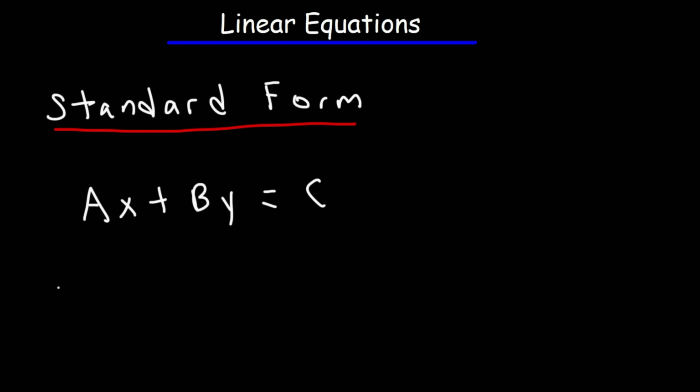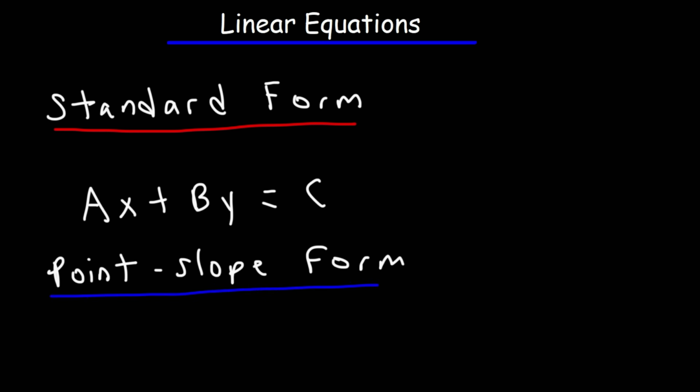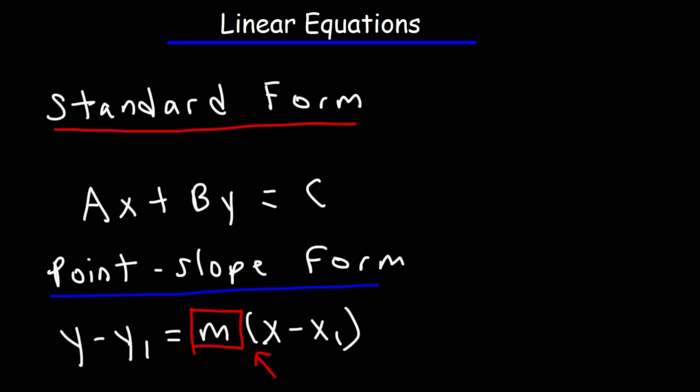The next form that you need to be familiar with is this one, the point-slope form of a linear equation. It's y minus y1 is equal to m times x minus x1. As the name implies, this equation can tell you the slope and the point. The slope is the value of m. So whatever number you see here, that's the slope. The point is x1 comma y1.